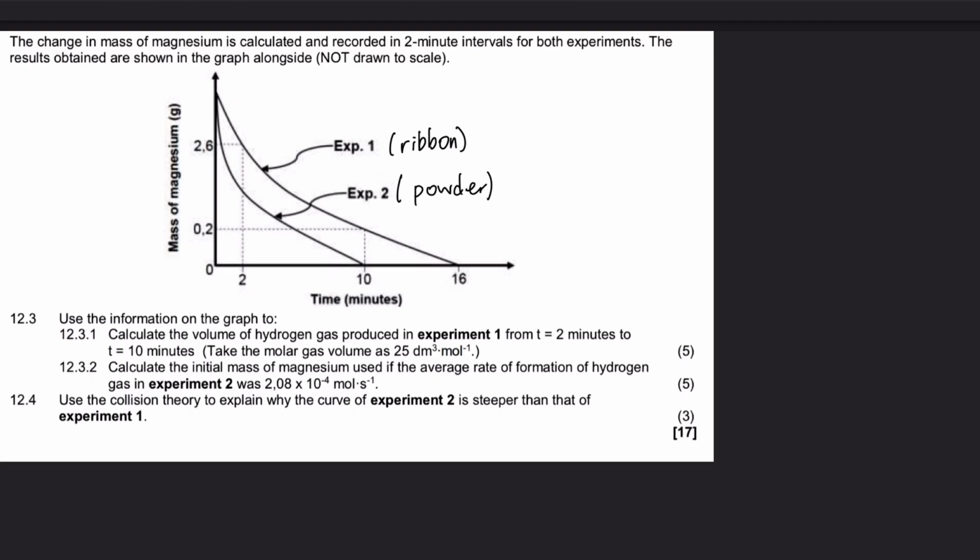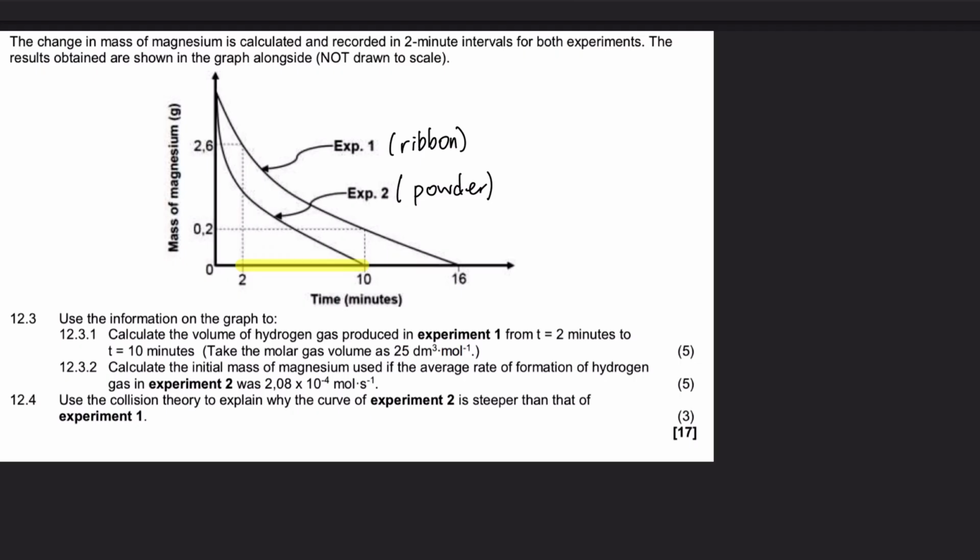The question says, use the information on the graph to calculate the volume of hydrogen gas produced in experiment 1 from t equals 2 minutes to t equals 10 minutes. Take the molar gas volume as 25 dm cubed per mole. So in this region here, from t equals 2 minutes to t equals 10 minutes.